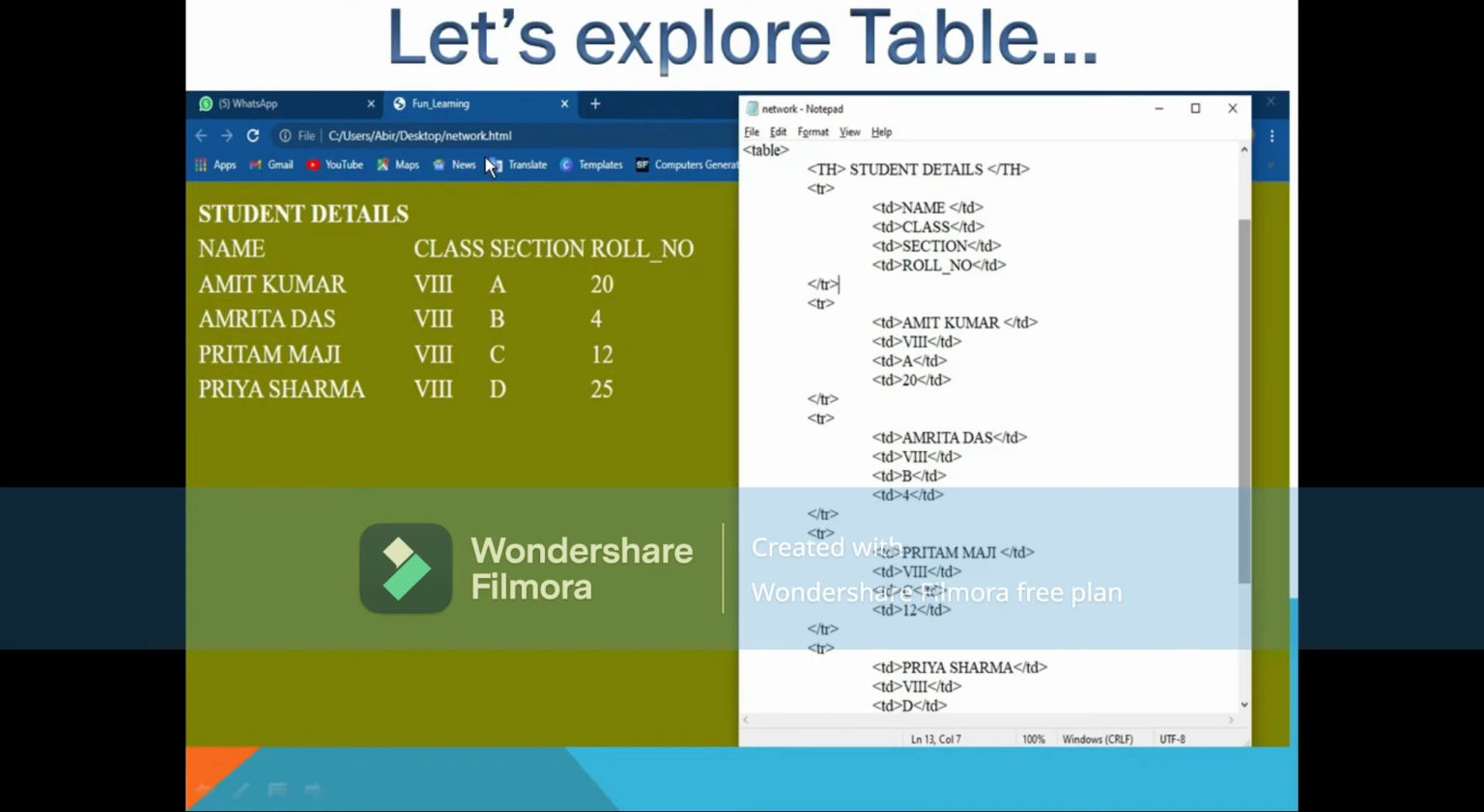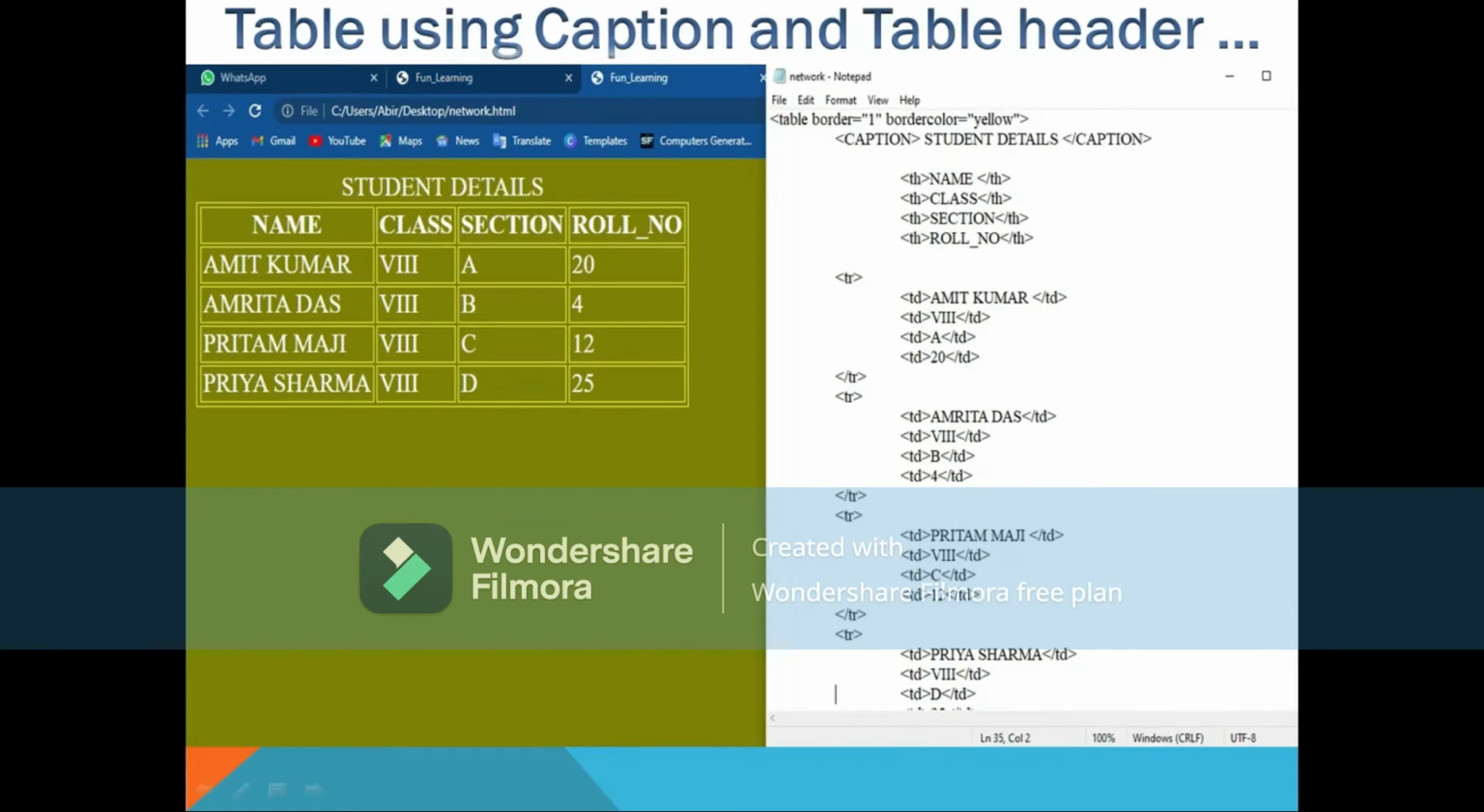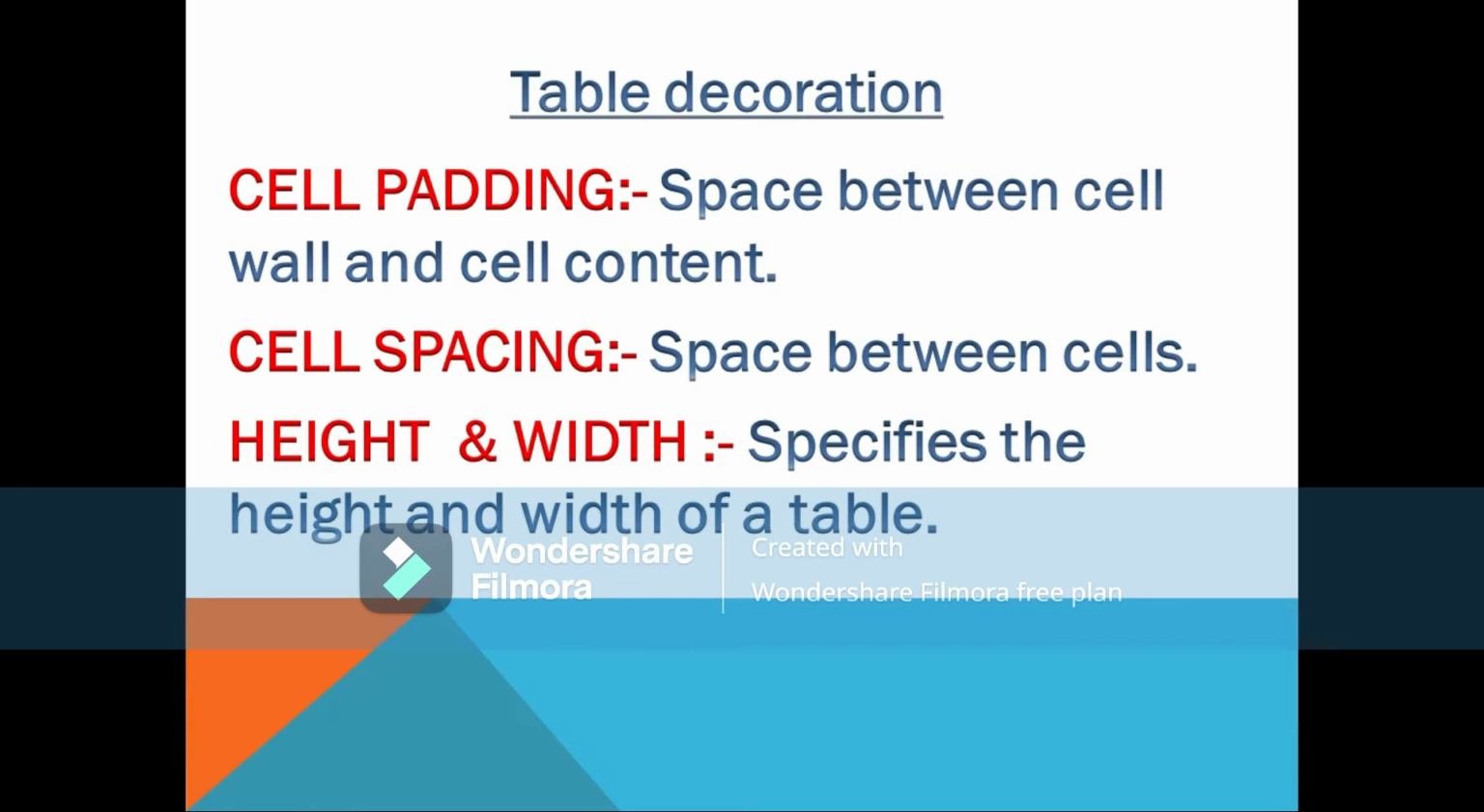This was the first basic program when there was no border. After that, we have just included the border and it was looking like this. And border color, here I have mentioned yellow. In the program I have mentioned it is red. So you can use according to your choice. And here you can see that I have used the caption properly, I have used the table header properly, I have given the border also. So this is the table content.